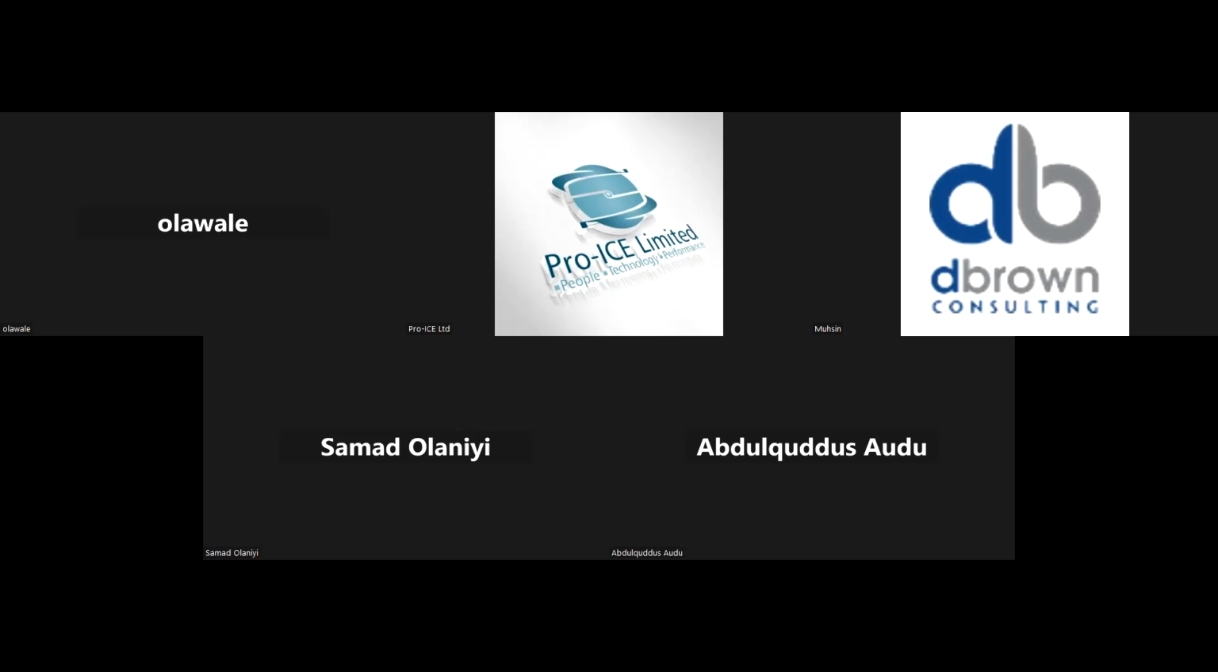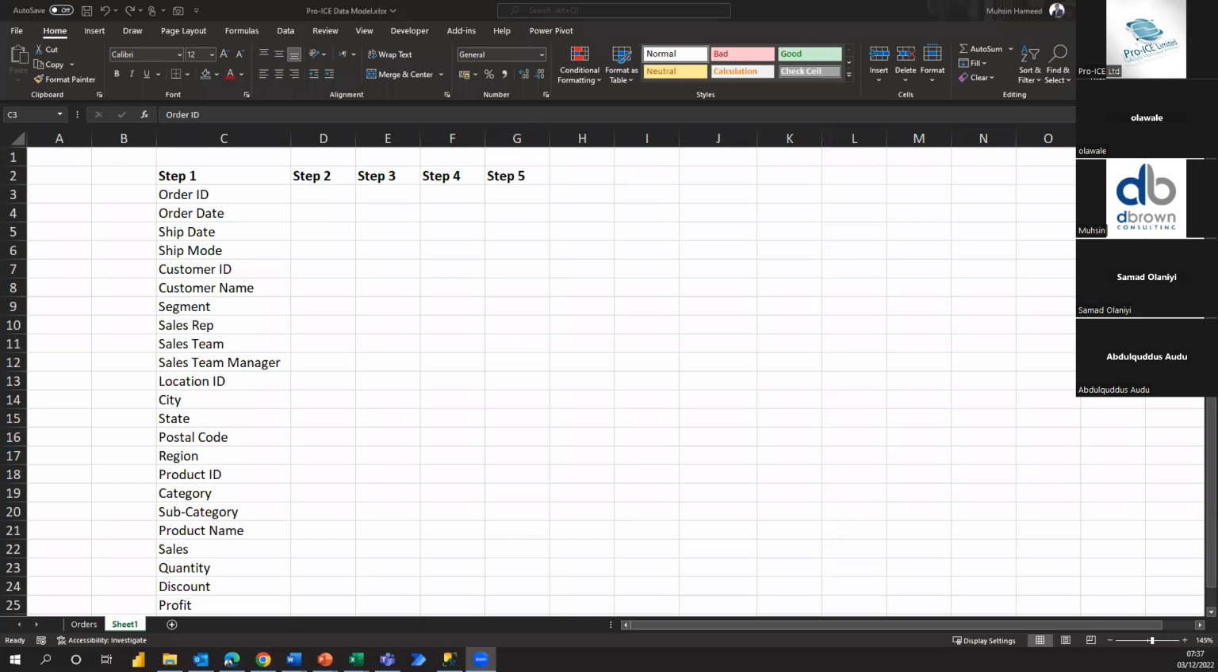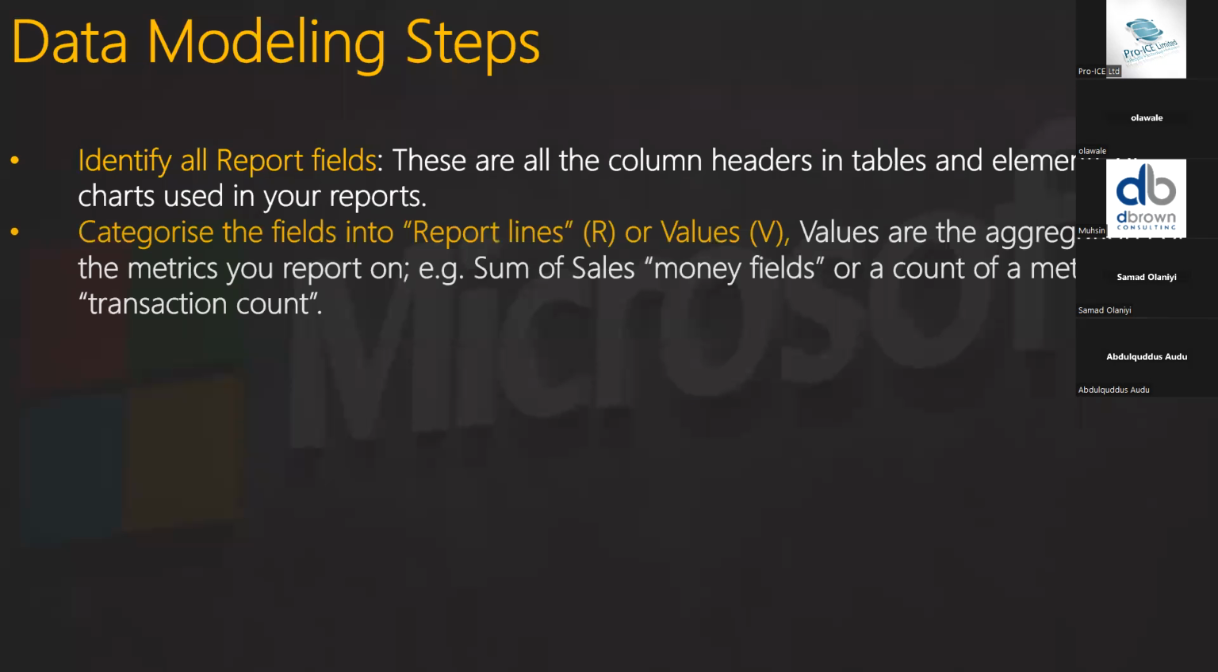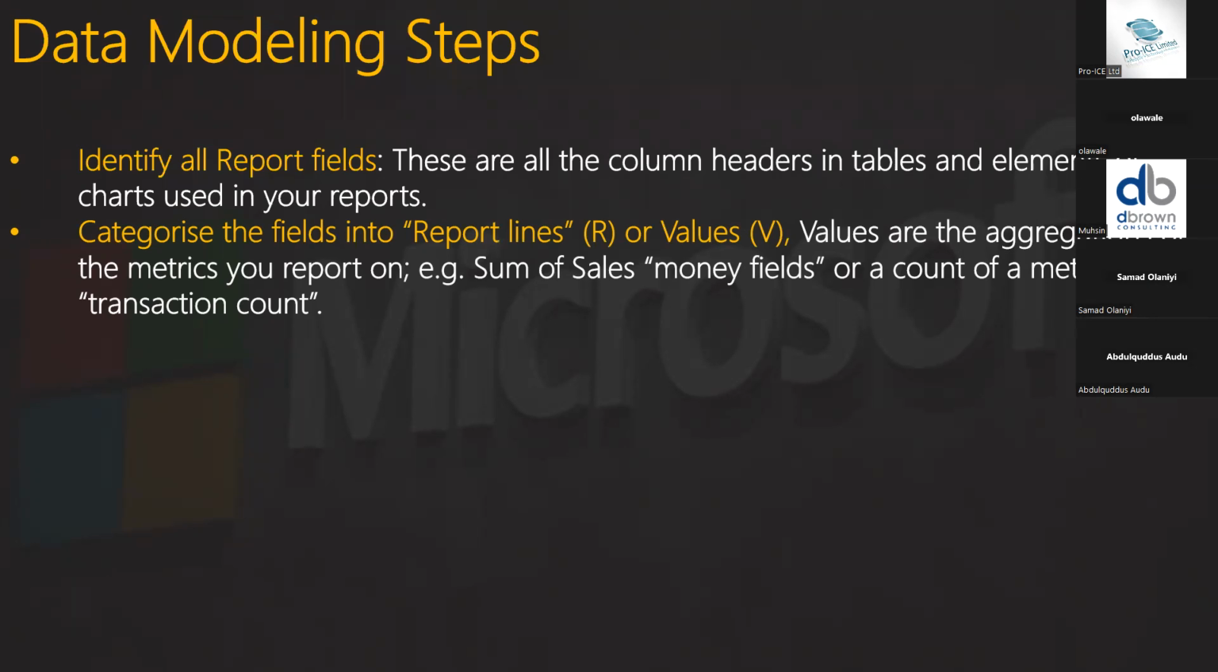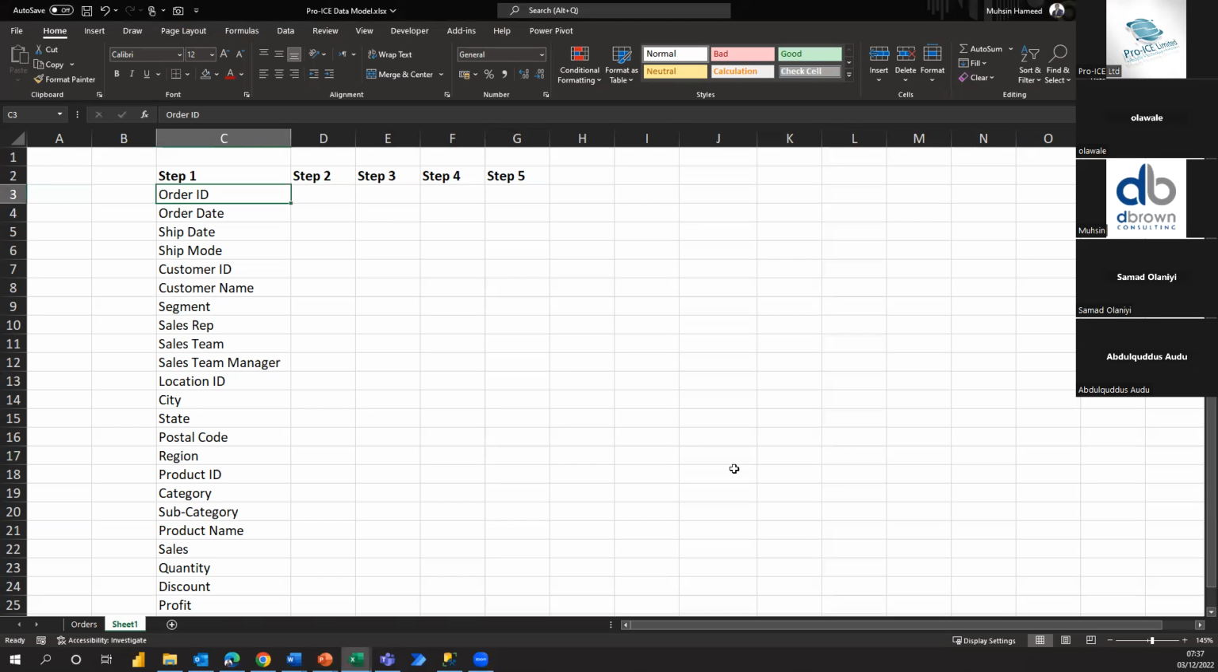Yes. All right. So let me get back to this. So that is the very first step. The first step is just you identifying your reporting fields, which is typically your column headers. Step number 2 says that we need to now categorize the fields. Those fields that we have identified, we'll categorize them into report lines or values. So we have two categories we want to split this entire column into. We have the report line, and we have the values.